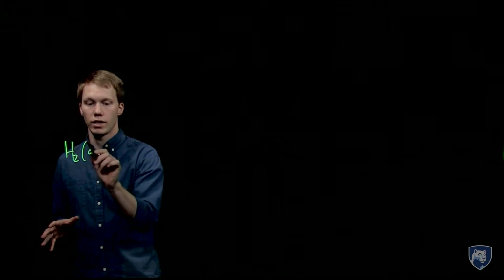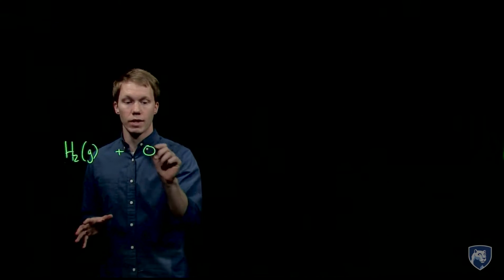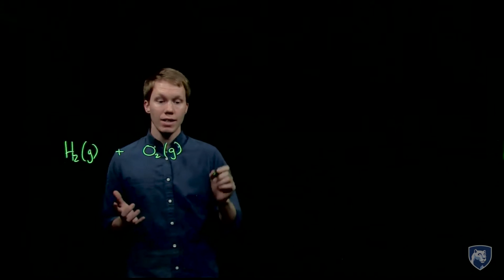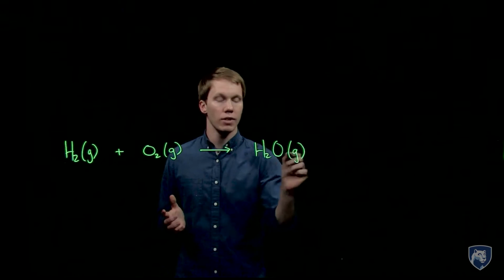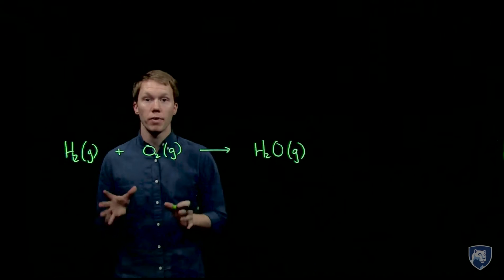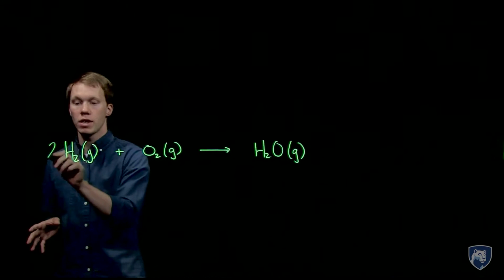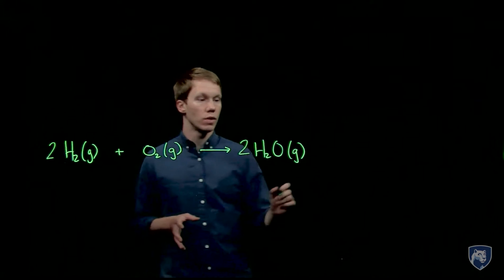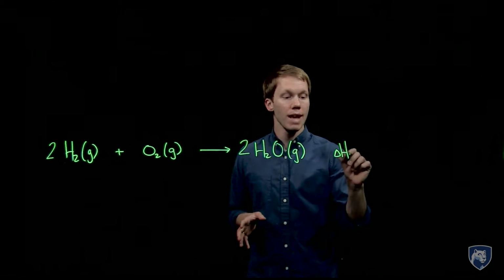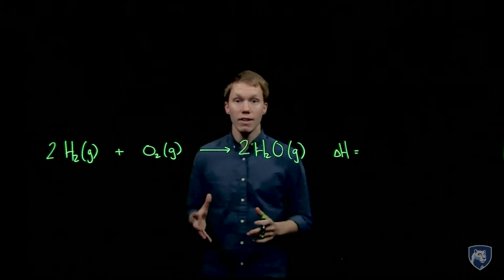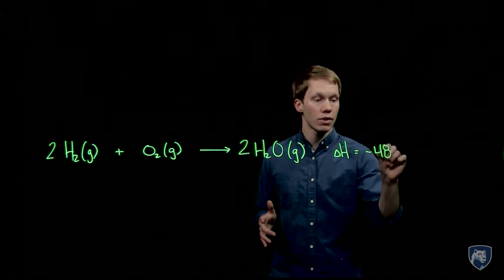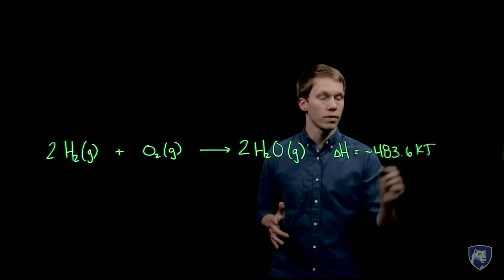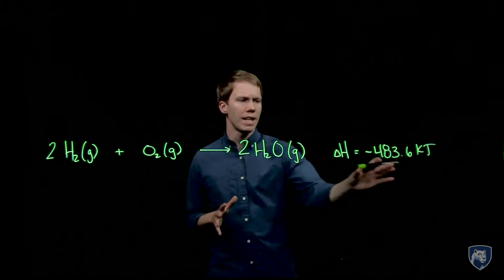Let's take a look at this seemingly simple reaction. Hydrogen gas reacting with oxygen gas. You can test yourself, but hopefully you have seen this a few times by now. It produces water. This is a type of combustion and combination reaction. So if we balance this, we have 2, 2, and 2, and we can measure the delta H. That's the heat given off for this combustion reaction, and it's negative 483.6 kilojoules.